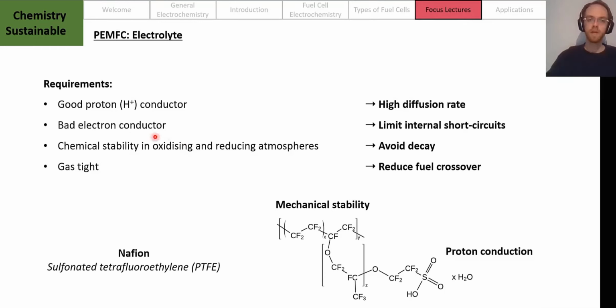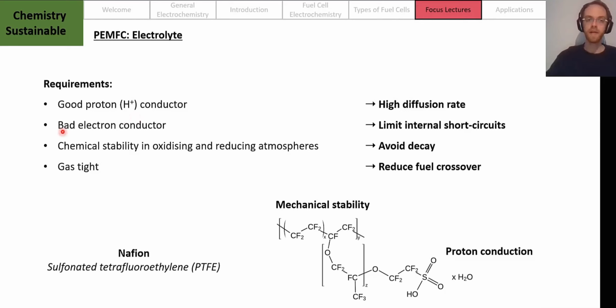We want our electrolyte to be a bad electron conductor because, of course, we want to electronically insulate the anode from the cathode to prevent short circuits. And by having conduction via the electrolyte, we would have something called an internal short circuit. And of course, all of these internal short circuits might lead to the critical failure or at least the loss of efficiency of our fuel cell.